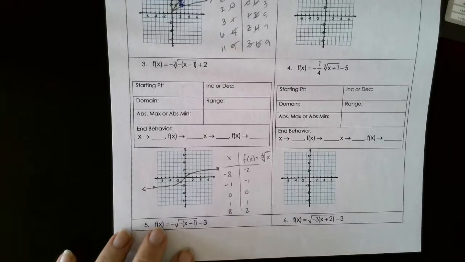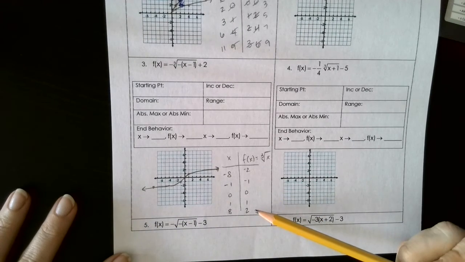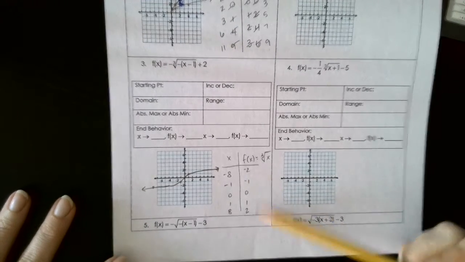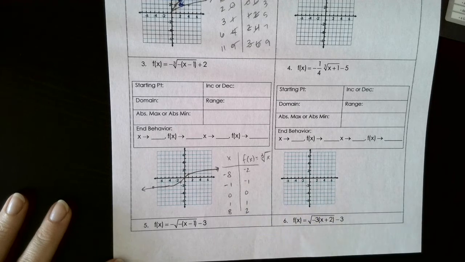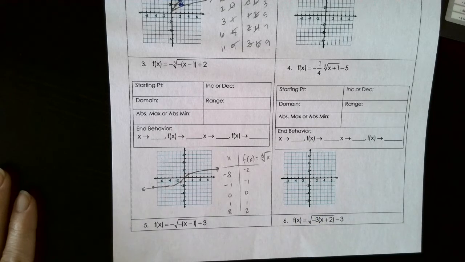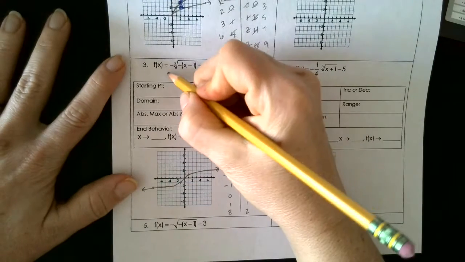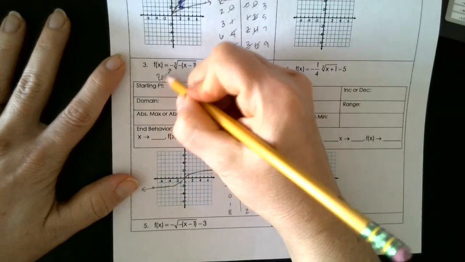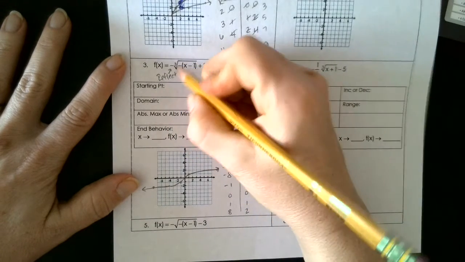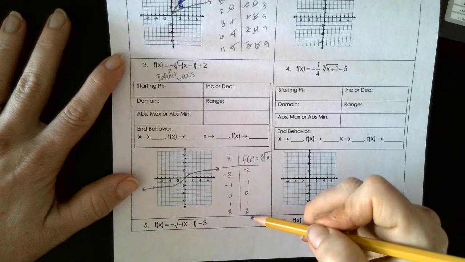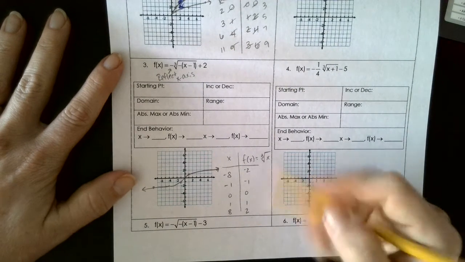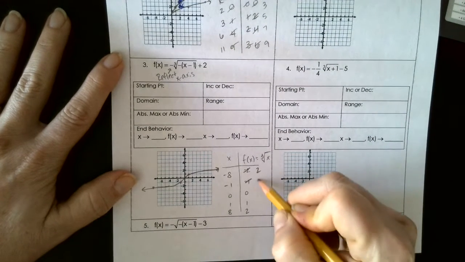Right, I'm going to look at problem number 3. I've gone ahead and put in my parent function, the cube root, with -8, -1, 0, 1, and 8 for my x values. And then I'm going to do my transformations. So this is going to reflect across the x-axis, which is going to make all of my y values change their signs. So let me go ahead and change their signs.